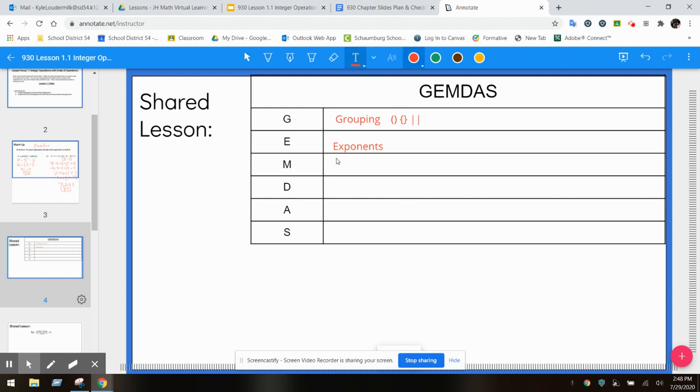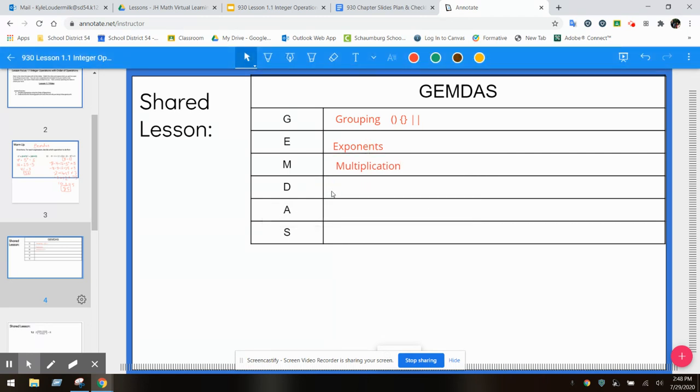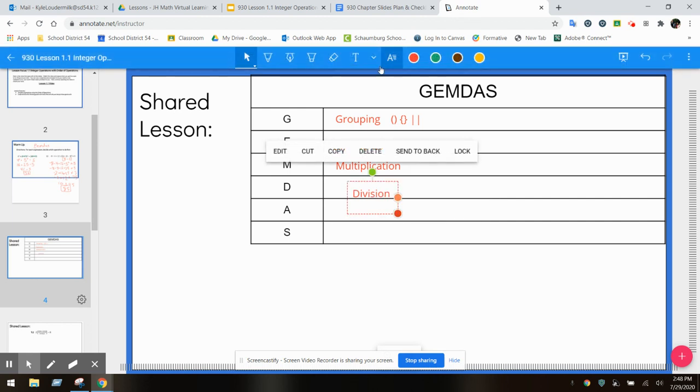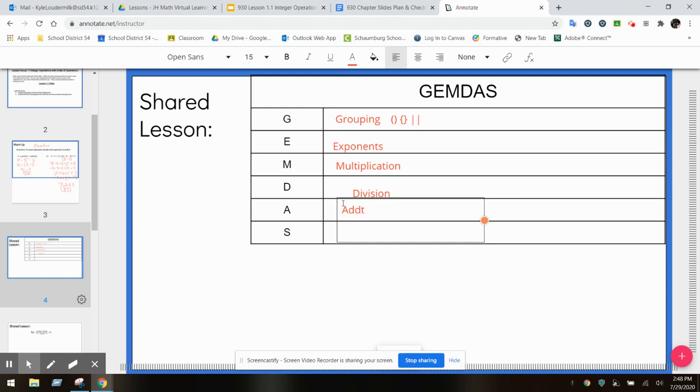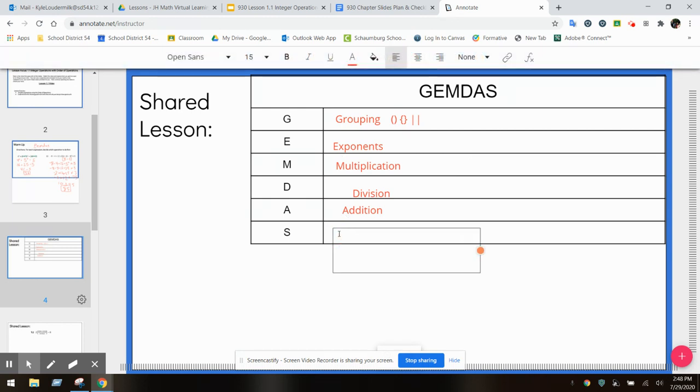Then we have multiplication. Then we have division. Then we have addition. And then finally, subtraction.